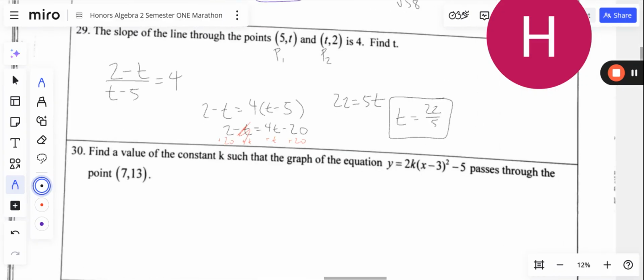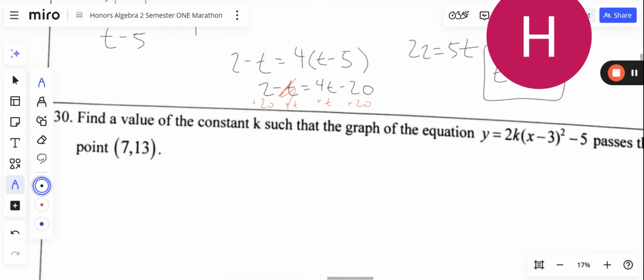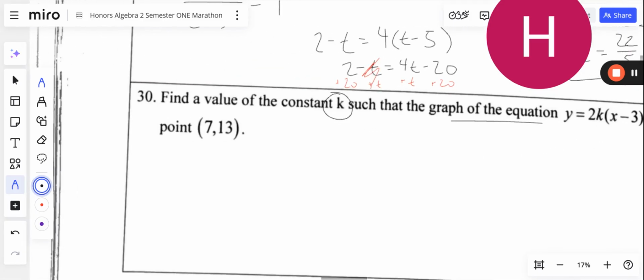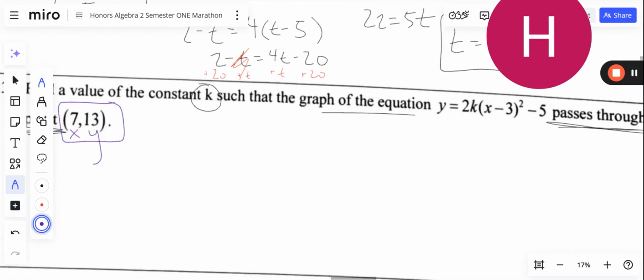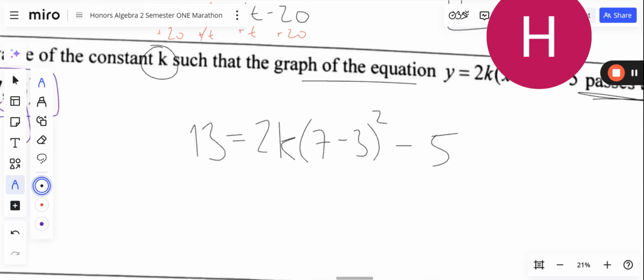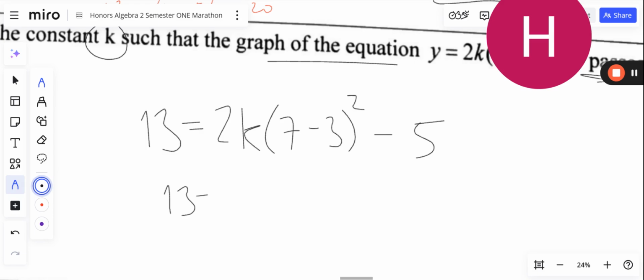Okay, and the last one that we'll do before we take a little break here is going to be finding the value of some constant so that the graph of the equation passes through the point. What does it mean to pass through the point? That means that if you plug this x and y in, the equation is a true equation. So let's plug the y in, 13 equals 2k times, plug the x in, 7 minus 3 squared. All of that minus 5. This is very easy arithmetic, everybody. This is super easy arithmetic. Just plug your numbers in carefully.